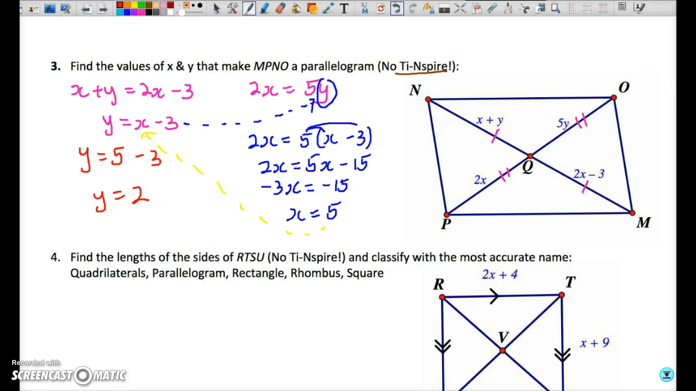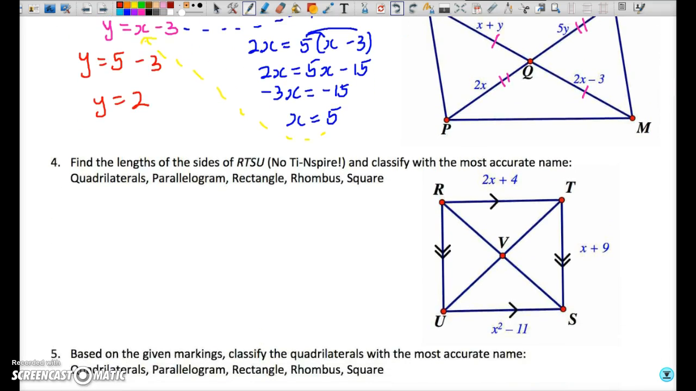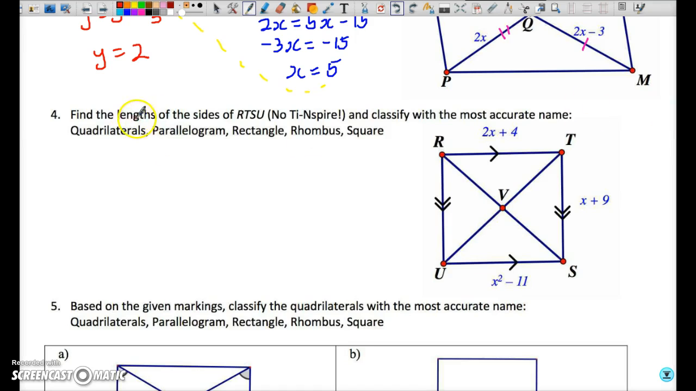Okay, moving on to the next one. So the instruction here, find the lengths of the sides of RTSU. Once again, we won't use our TI-Inspire. And what we have been asked to do as well is to classify it with the most accurate name. So after we've solved, we'll sub back in, we'll figure out what the lengths of the sides are. Once we know what the lengths of the sides are, we will be able to classify this accordingly.